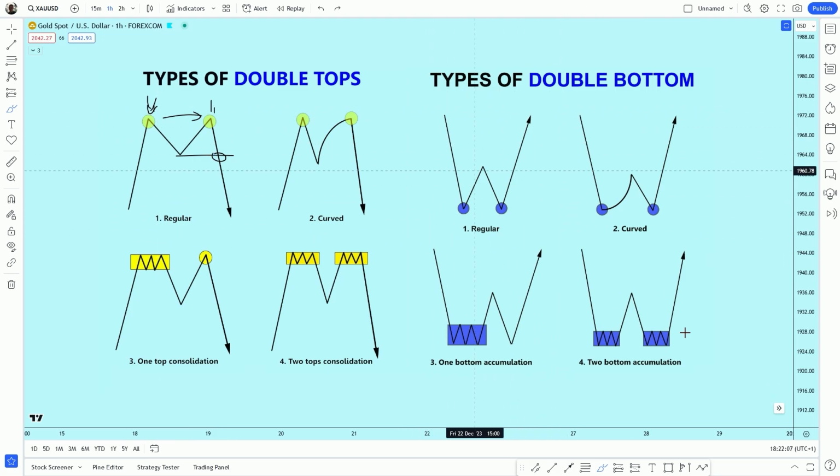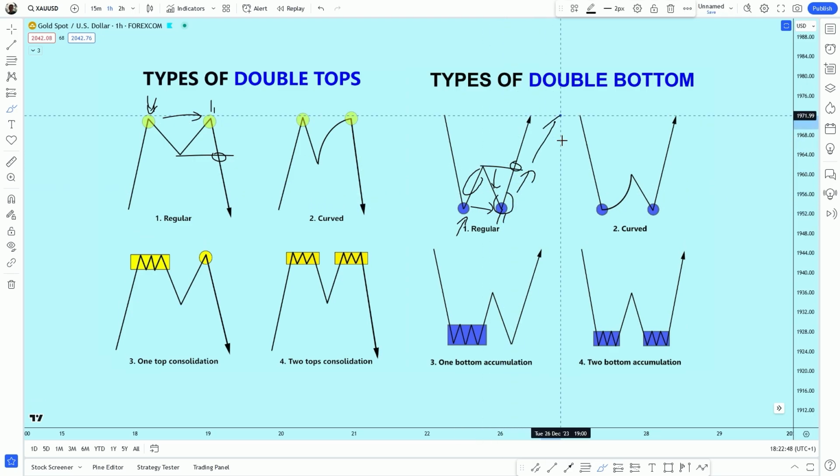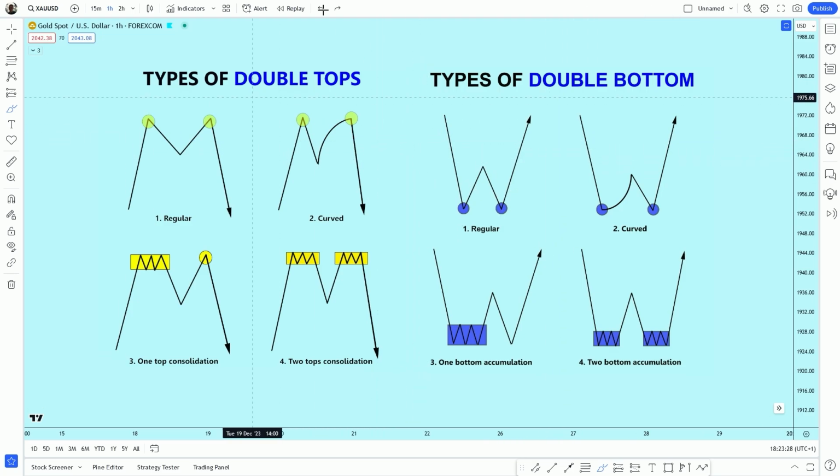Also, double bottom is a reversal chart pattern. We have one bottom formation, then price forms this pullback. It goes down again to test this previous low, maybe forms a weak rejection or some bullish candlestick formation. Then price goes up, breaks this neckline and continues to go up again. Later in this video I will show you some chart examples and how to trade double top and double bottom.